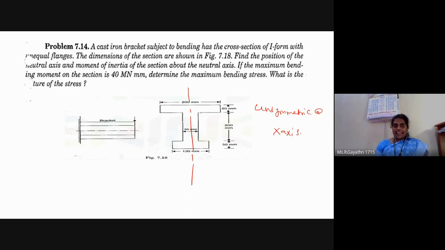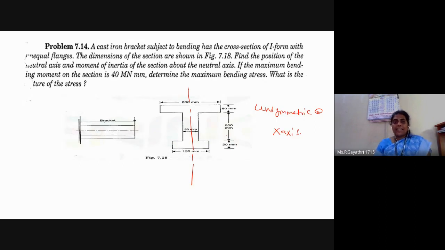Here the cast iron bracket subject to bending has the cross section of I form with unequal flanges. Flange length not same. Top flange width is 200 mm. Bottom flange width is 130 mm. Top flange thickness or depth is 50 mm. Bottom flange depth or thickness is also 50 mm.